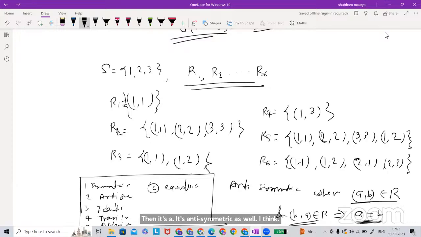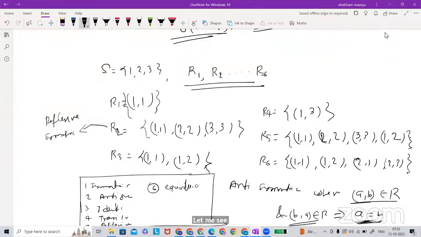Sorry, R2. Yes, R2 is a reflexive relation. It is symmetric, because if 1, 1 is there and you reverse that 1, 1, you get the same. It is actually symmetric, and it is also transitive. Is that clear? So it is an equivalence relation.